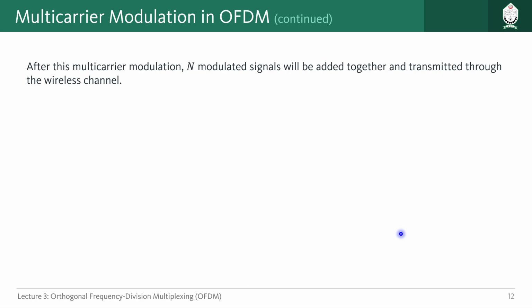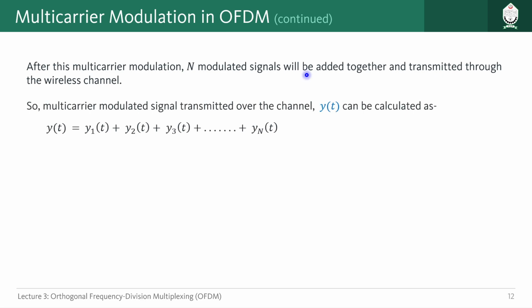Now after these multicarrier modulations, using a multiplexer, our n modulated signals, that is y1, y2, y3 up to yn, will be added together and then transmitted through our wireless channel. Now if I want to give an expression for our multicarrier modulated signal, the combined signal that we are going to transmit through our wireless channel, that can be given as this. We are calling our signal y of t, the modulated combined signal, and that is the combination of y1, y2, y3 up to yn.